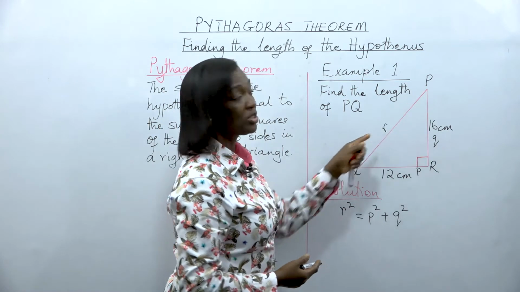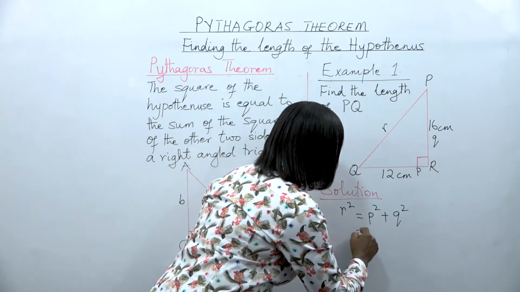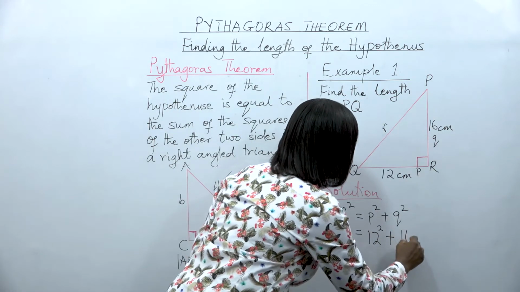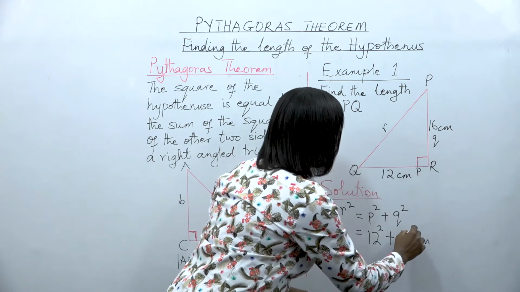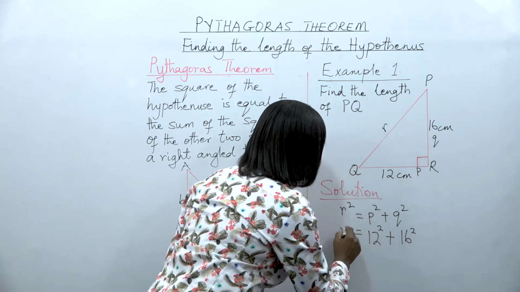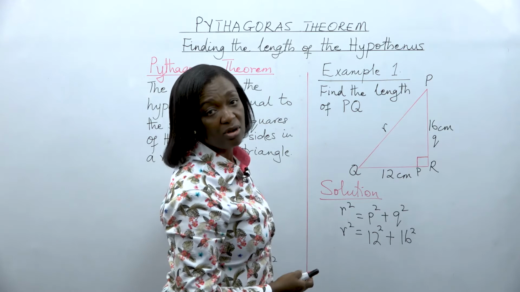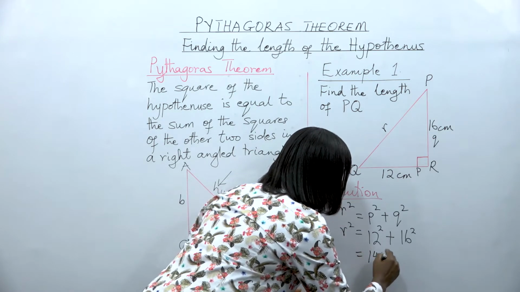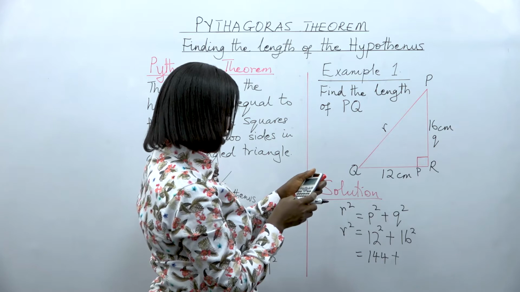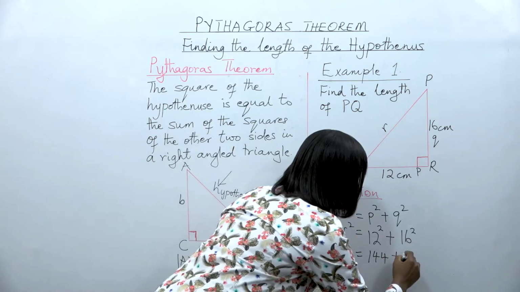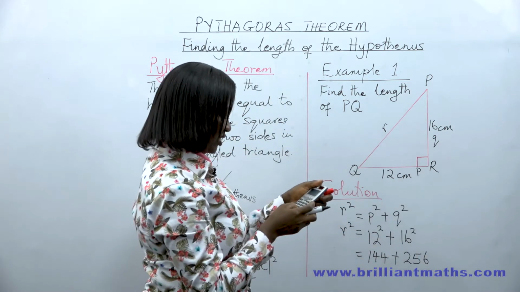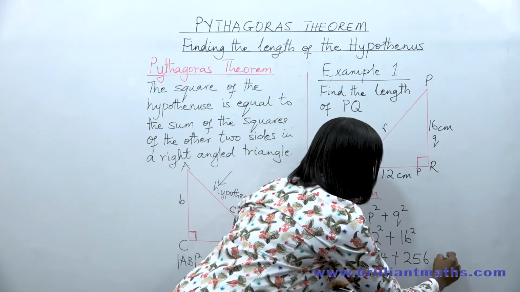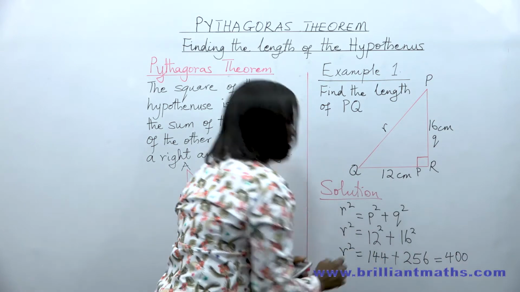We're finding PQ, so we're supposed to find R squared. P is 12 centimeters. So 12 centimeters squared plus 16 squared will be equal to R squared. Let's take out our calculators. 12 squared, we all know that, is equal to 144 plus 16 squared is equal to 256. So 256 plus 144 would give us 400. So R squared is equal to 400.